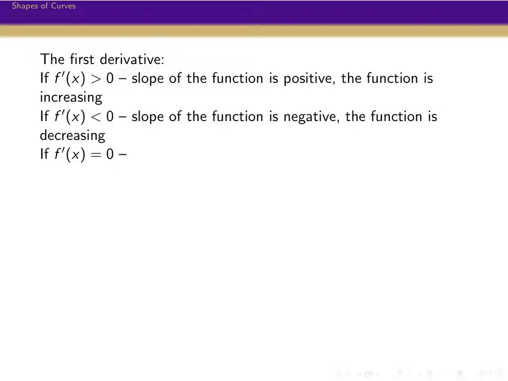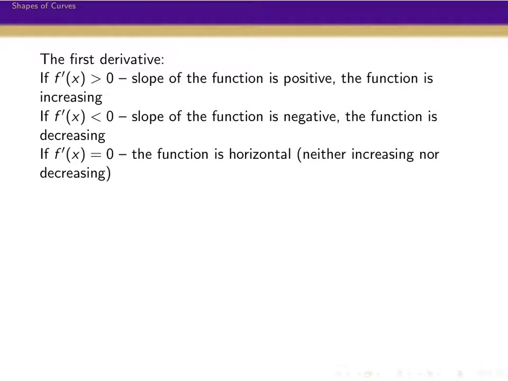What about if it's 0? Well, if it's 0, the slope is 0. Well, what do you think about a line of slope 0? It's just a horizontal line. So at that point, if the derivative of a function is 0, it's neither increasing nor decreasing. The function is horizontal there. These are things we're pretty familiar with, working with the first derivative.